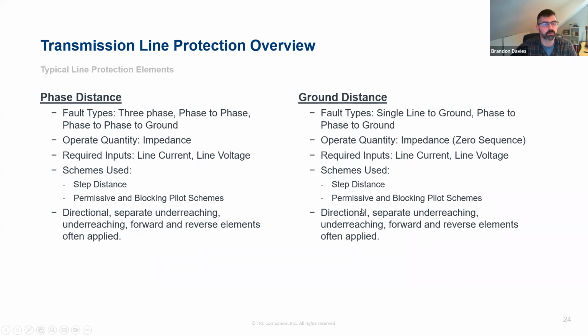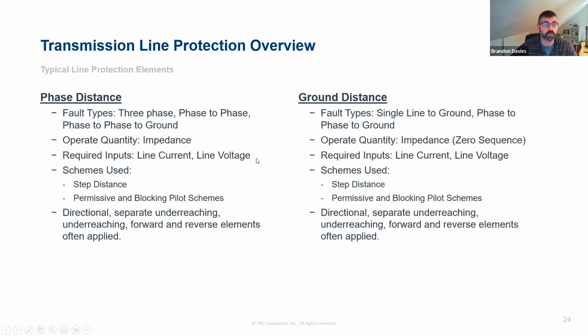But I wanted to give an overview of some of the typical stuff to expect to see when you're doing line protection. So phase and ground distance protection is very common. The phase distance is generally set and will only respond to faults involving phase quantities, so three-phase, phase-to-phase, or phase-to-ground fault. And ground distance protection is only going to operate for faults involving ground, so your single line to ground or two line to ground fault.